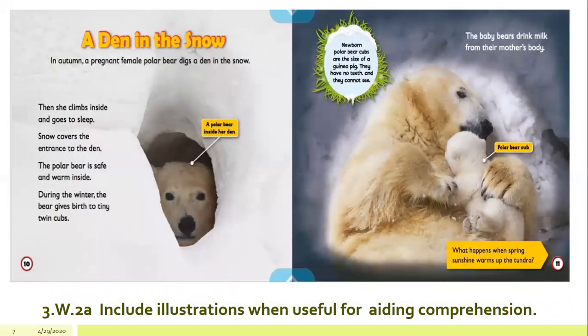Now on this page, I want you to really notice, in the middle they have, it looks like grasses. A newborn polar bear cub is the size of a guinea pig. They have no teeth and they cannot see. So you can put shapes in a fact that has to do something about the topic. And it gives the reader information in a fun, friendly way. And again, what's happening when spring sunshine warms up the tundra?